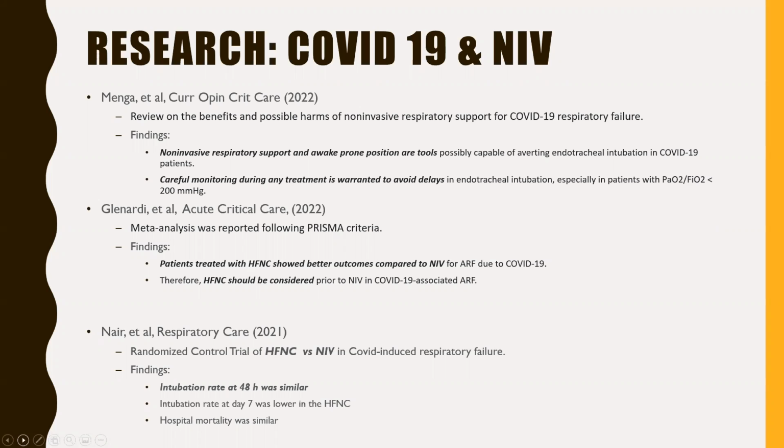Therefore, high flow should be considered. Now, again, I'm not saying this is gospel, but it's treated as relevant, potentially useful information, okay?